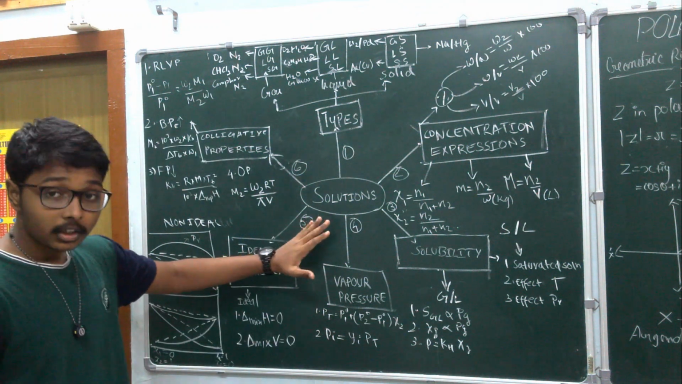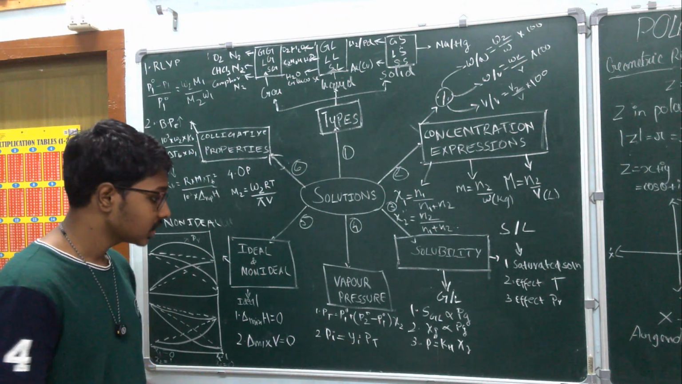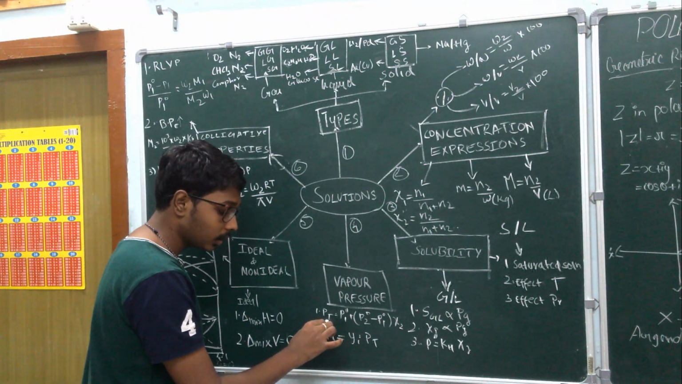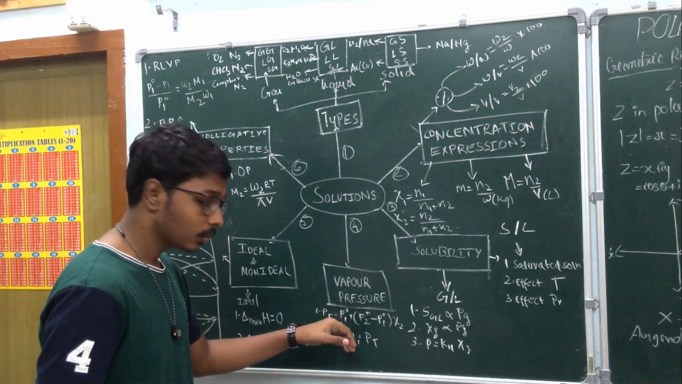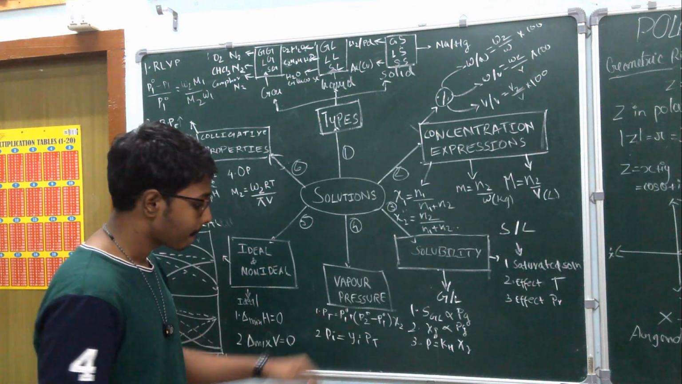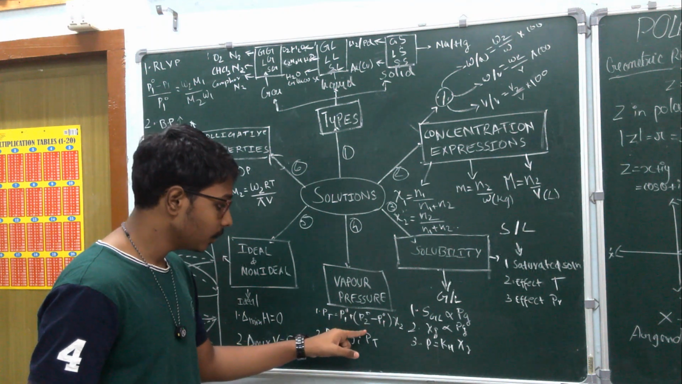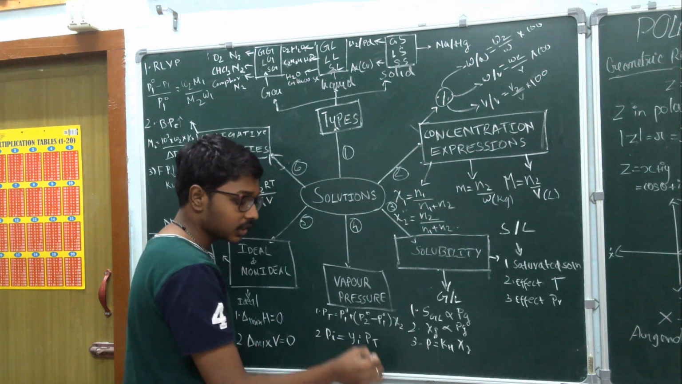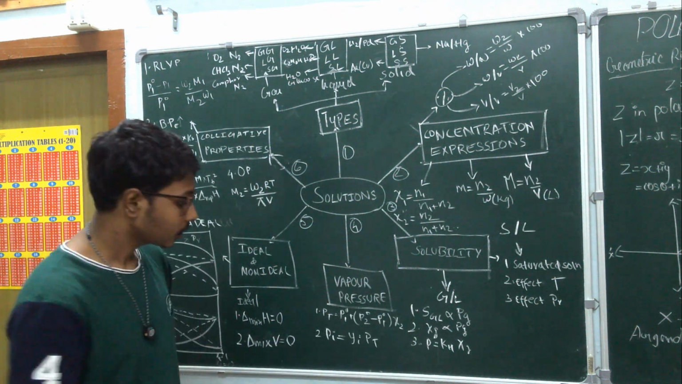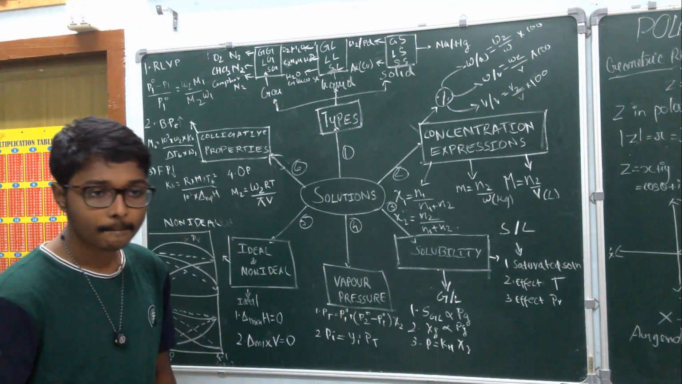Next, the fourth main topic is vapor pressure. Vapor pressure has two main formulas. The total pressure is the partial pressure of the solvent plus the partial pressure of the solute, which is also the partial pressure of the solvent minus the partial pressure of the solvent into the mole fraction of the solute. This is a general formula; authors represent this by A and B also.